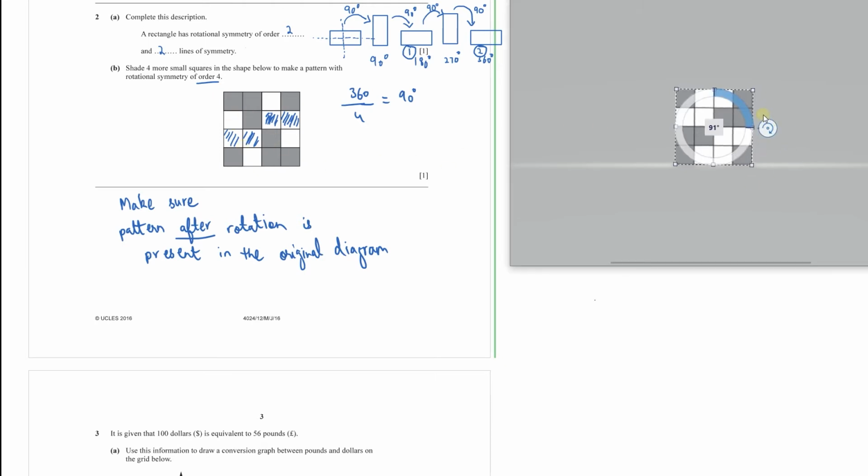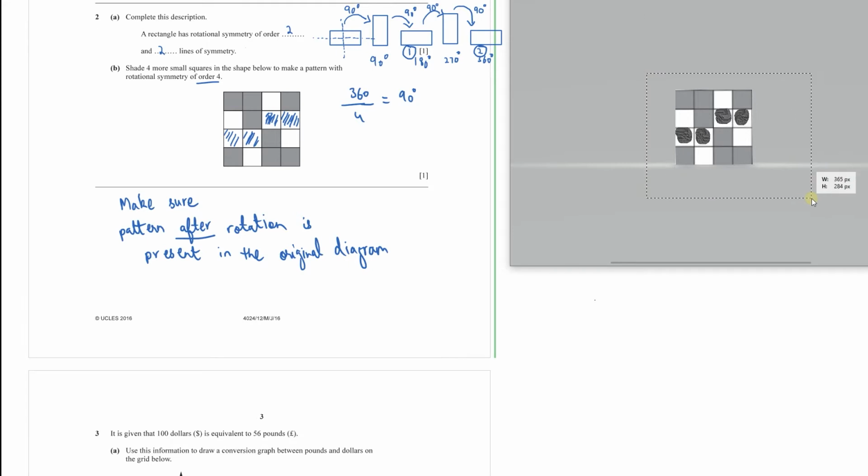So let me bring it back to 0 degrees and shade the boxes here as well. So we shaded these 2 and these 2, right? So let's shade these 2 as well. Let me actually choose the same color. So this is shaded, this one is shaded, and this one is shaded, and this one. So by definition, this shape will have a rotational symmetry of order 4.